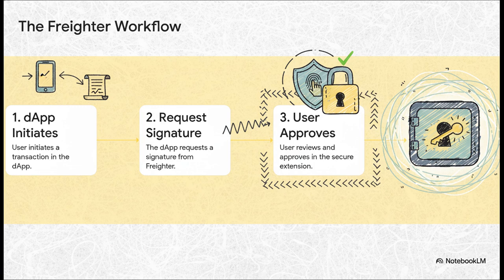So how do we actually follow that number one rule? We do it with a workflow that looks just like this, using a wallet like Freighter. Your app creates the transaction, sure, but then it hands it off and just requests a signature. The user sees exactly what they're signing, they approve it in their own secure space, and only the signed transaction ever comes back to you. The key takeaway? Their secret key never touches your server. Not for a second, not ever.